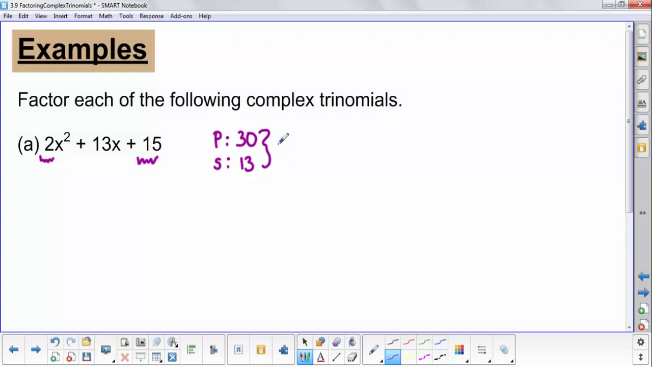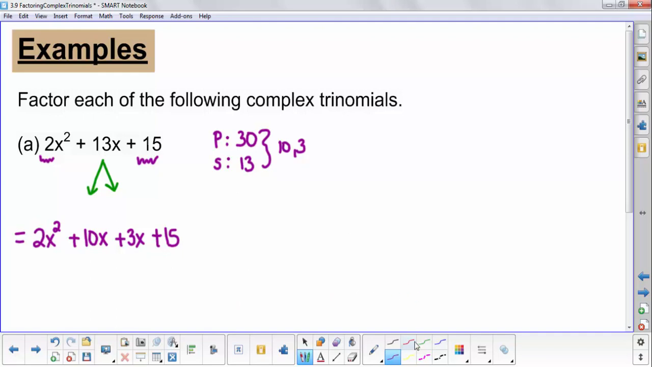Once you decide that those two numbers should be 10 and 3, we don't put them into the brackets like we normally would when we had a simple trinomial. Because we've decided to use decomposition, what we're going to do is rewrite this expression, except we're not going to write 13x, we're going to break it down into 10x plus 3x. And it doesn't matter which order you write it, 10x first or 3x first. So we haven't actually changed anything, we just rewrote the expression. Instead of writing 13x, we wrote 10x plus 3x, because if you added them together, you'd get 13x.